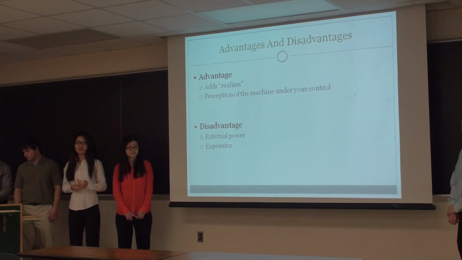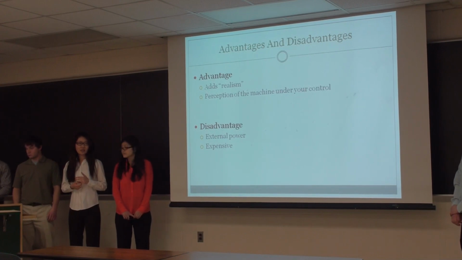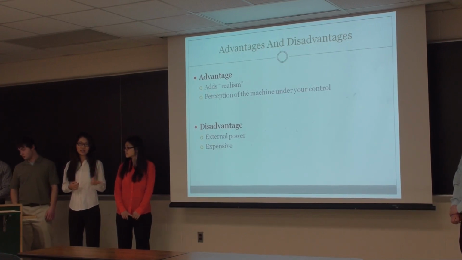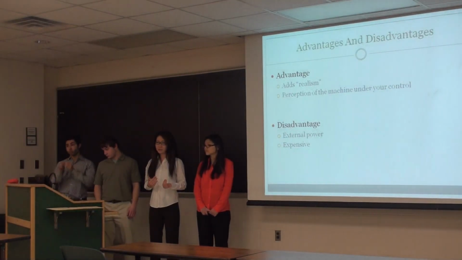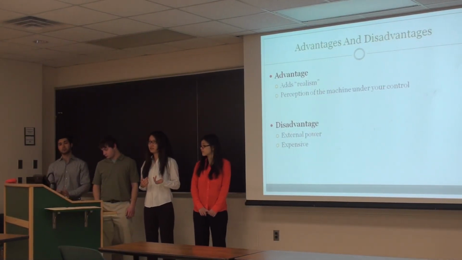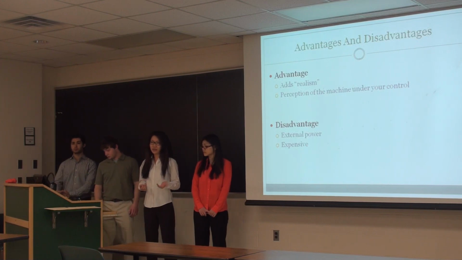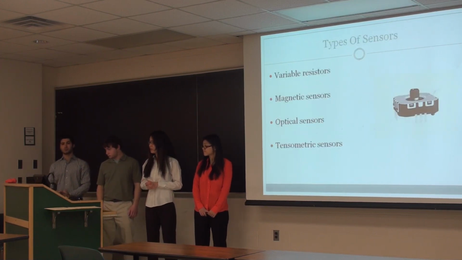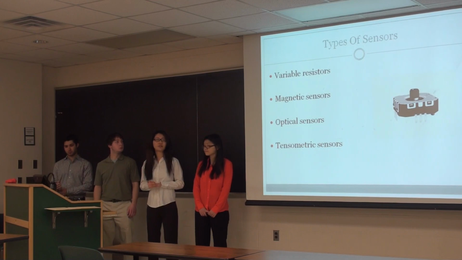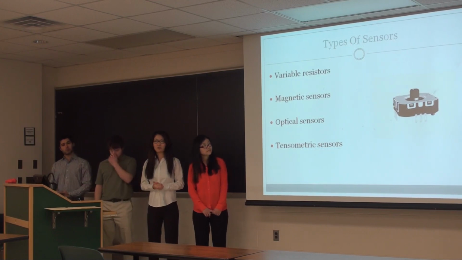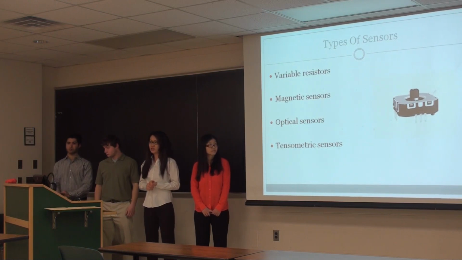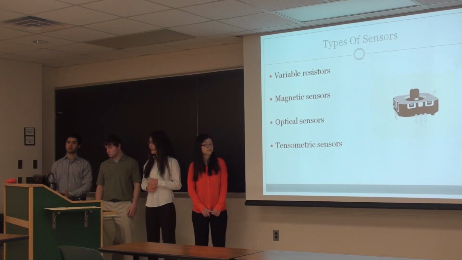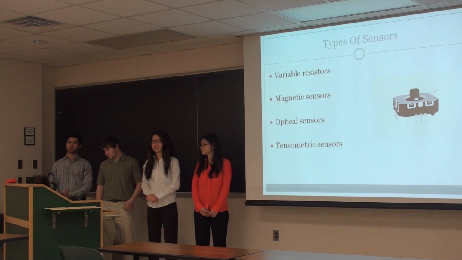A disadvantage of a force feedback system is that it requires external power because the power supply from the USB is not great enough, and it is also more expensive than a joystick without force feedback. The four types of sensors that are used in a force feedback system are variable resistors, magnetic sensors, which also include Hall sensors or magnetoresistors, optical sensors, and tensometric sensors.